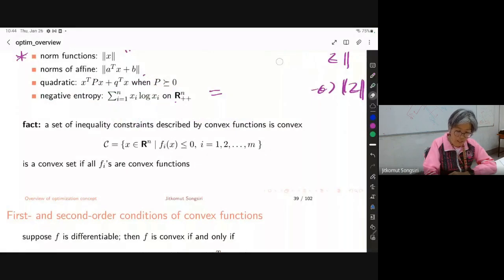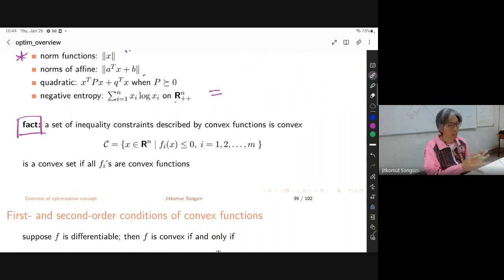Now there's an important fact that I will not prove. There's a connection between convex sets and convex functions. If you describe a set by inequalities like this, and the functions fi, for i from 1 to m, are all convex, then this set is a convex set.